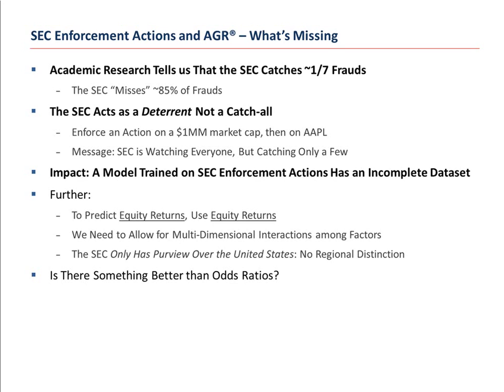But here's the secret about SEC enforcement actions. When the SEC accuses a company of being fraudulent, they don't just put an X by their name and say this company was fraudulent. They actually name the quarters that were included in the fraud period. And the average fraud period is about 10 quarters, so 2.5 years.